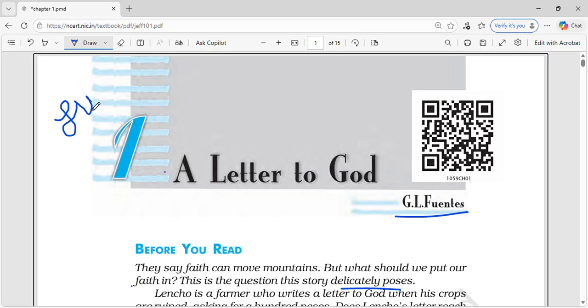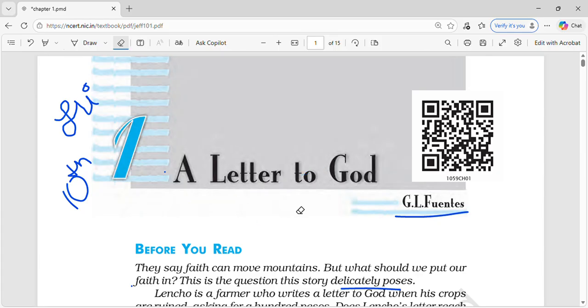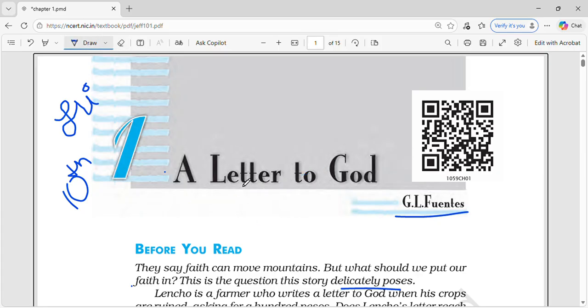So in today's video we are going to be reading the chapter A Letter to God for class 10th. I think this is the book First Flight, yeah, and this is for class 10th CBSE English.